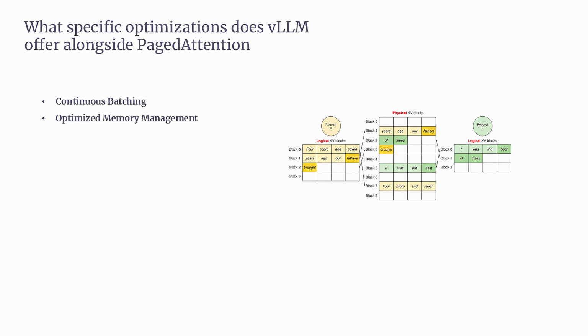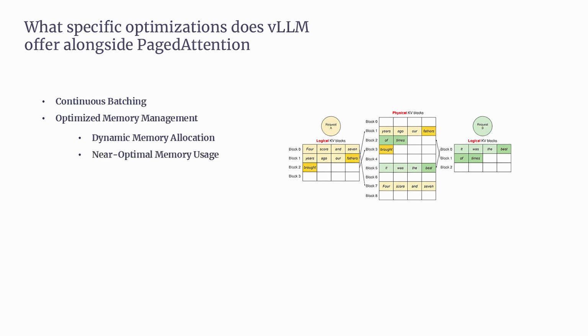The second, optimized memory management. 1. Dynamic memory allocation. Instead of reserving memory upfront for the maximum token lengths that might be needed for output, vLLM uses a paging scheme. This means memory is allocated dynamically based on the actual decoding lengths required by each request. This method reduces wasted memory, making better use of the available resources and preventing overallocation.